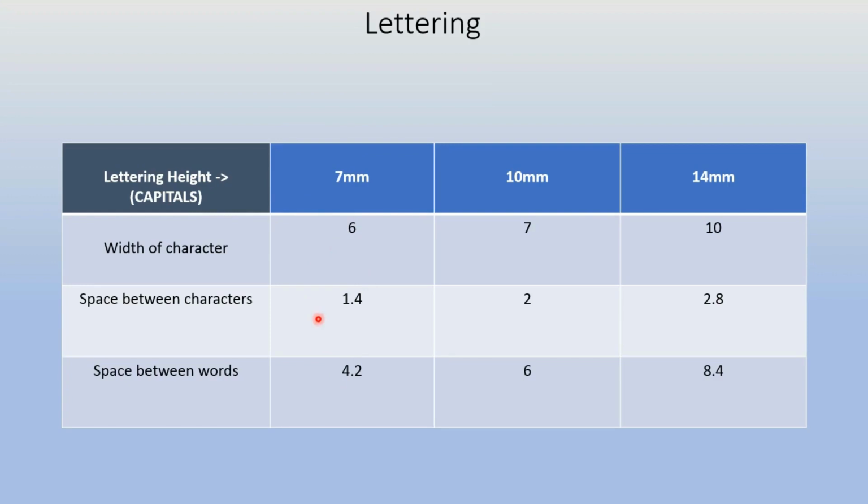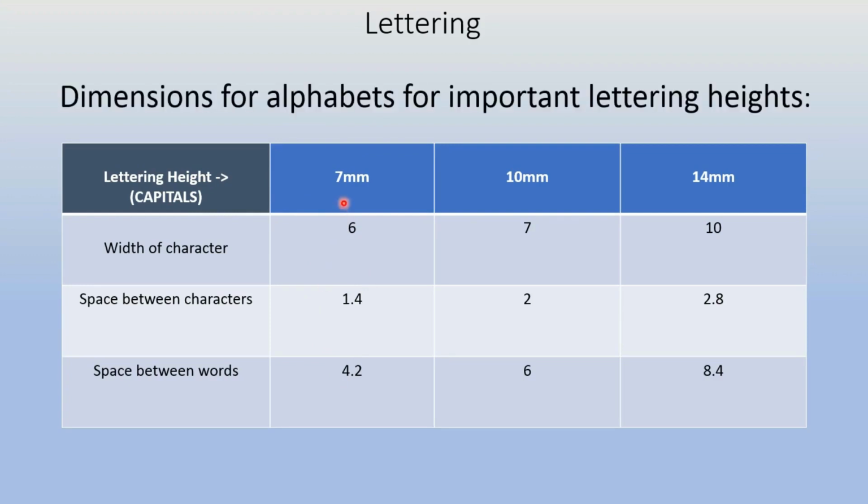So these are the dimensions for alphabets for important lettering heights. The important lettering heights here are 7 mm, 10 mm and 14 mm. For the 7 mm lettering height with capitals, you should take the width of characters as 6 mm, space between characters as 1.4 and space between words as 4.2.